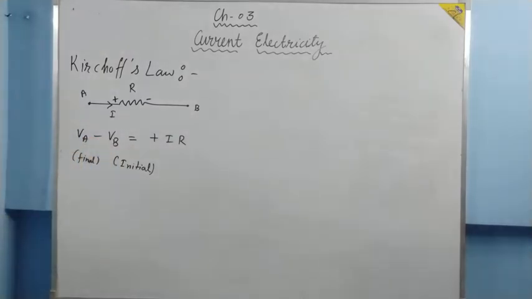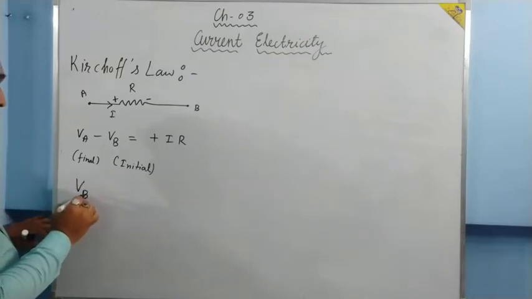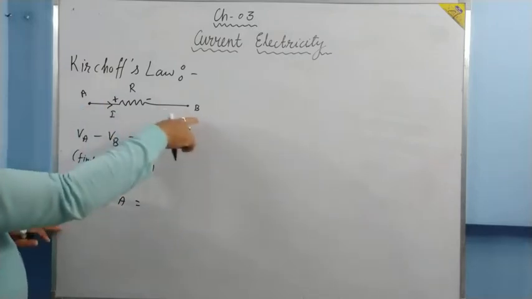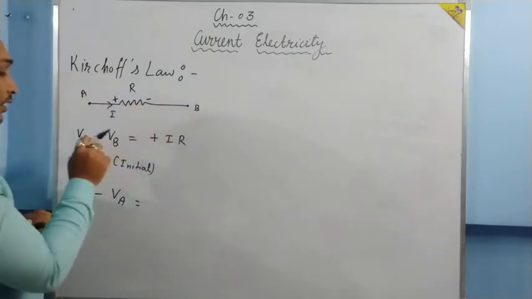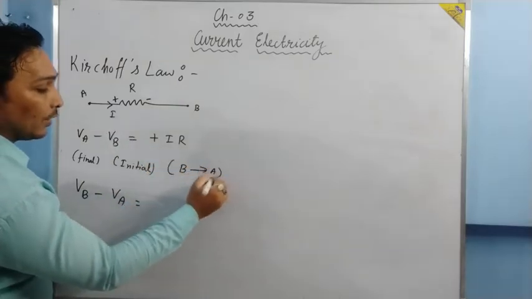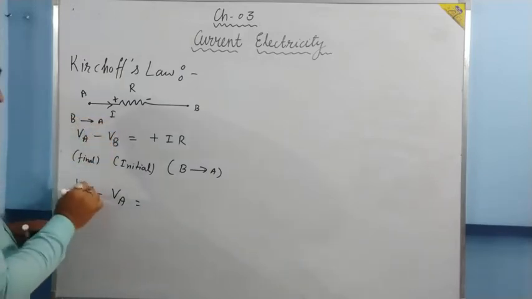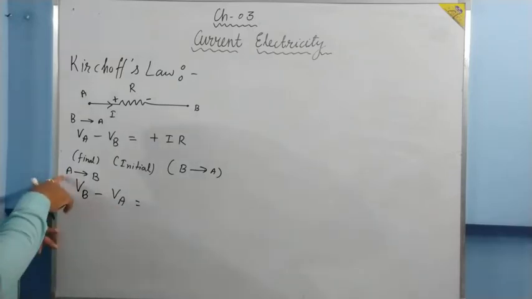Okay, but if you write VB minus VA, this is your final, this is your initial, meaning you have to move from A to B. In the earlier situation, you were moving from B to A. Now in this situation, you are moving from A to B because VB is your final, VA is your initial.